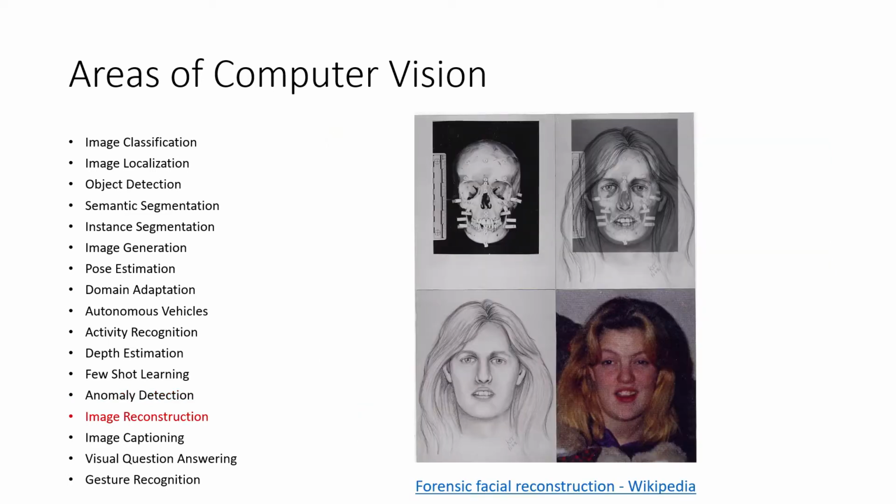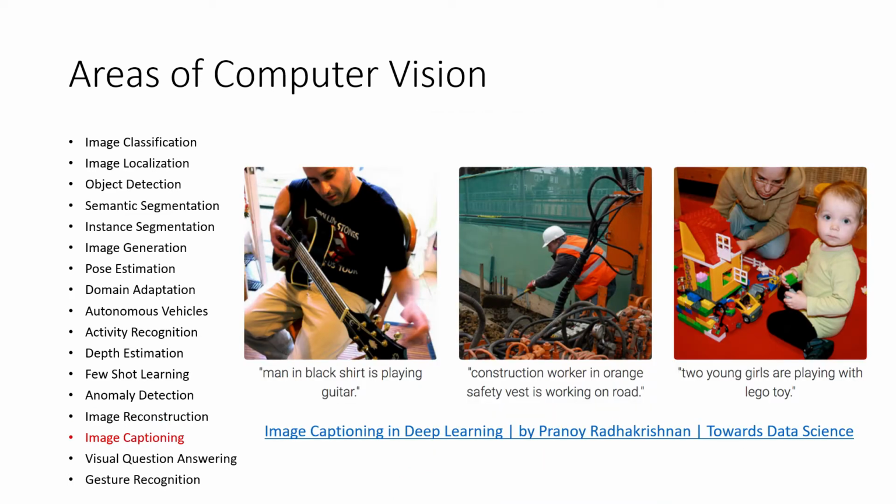Now about reconstruction. Reconstruction is a very famous problem. This is an example of forensic facial reconstruction. Just based on the skeleton of the face, they are building the full face out of it. So this is how image reconstruction looks.